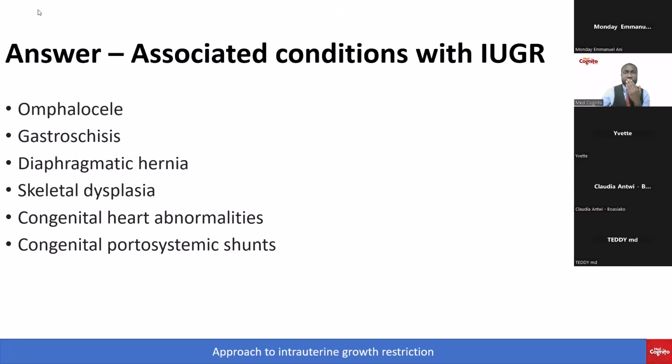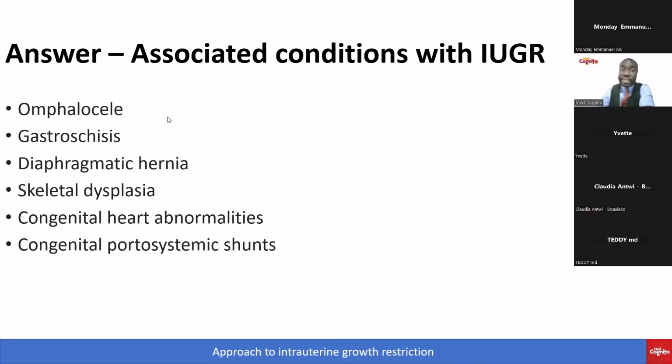What about this condition of meconium, like when the meconium is few? So you're talking about oligohydramnios. Oligohydramnios, yes. Most of the time, IUGR is associated with polyhydramnios. Most of the time. Polyhydramnios, okay.